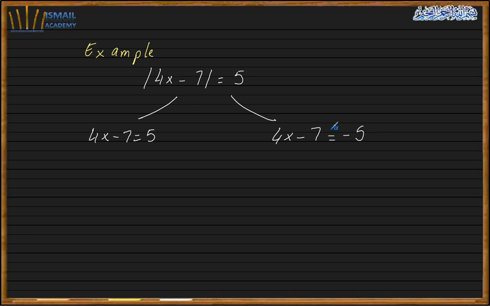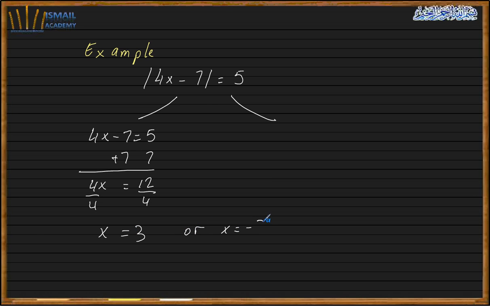Alright, so let me show you the mistake the students make. Now, forget the second case. What they do is they solve the case when it's positive. They add 7, they get 4x equal to 12, divide by 4, and they get x equal to 3. This is how they solve the first one. For the second one, they say, okay, the answer is one positive, one negative, so they just put x equal to minus 3, and they don't do the second one. So this is the common mistake. Don't do that.